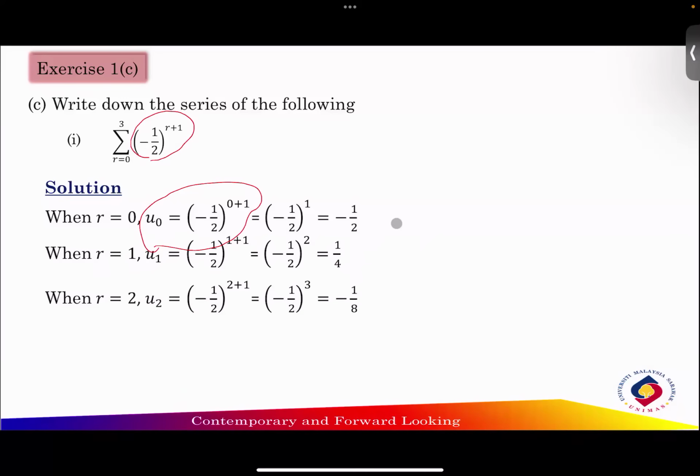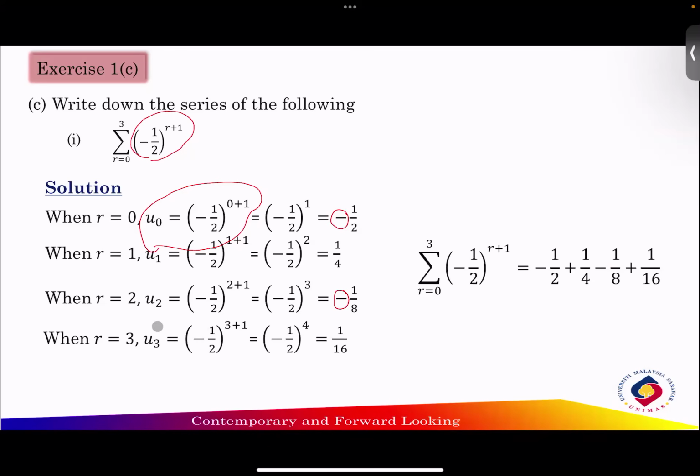So you can notice that you need to be extra careful with the negative sign. The first one is negative, the second one is positive, the third one is negative again. Okay, be extra careful with the sign. And then r equal to 3 is equal to 1 over 16. Okay, so when do you stop? You will stop here when r is equal to 3, because in this formula, r starts from 0 and ends when r is equal to 3.